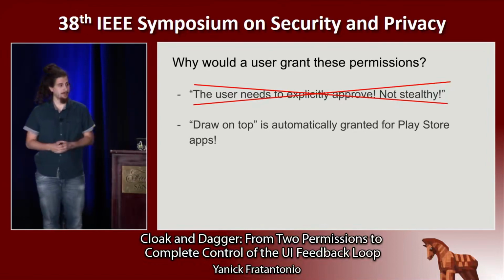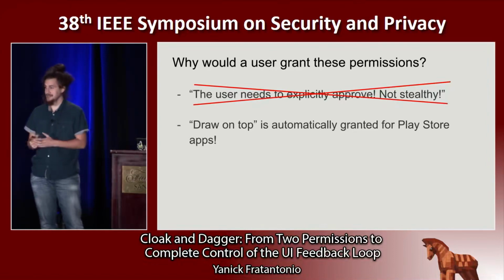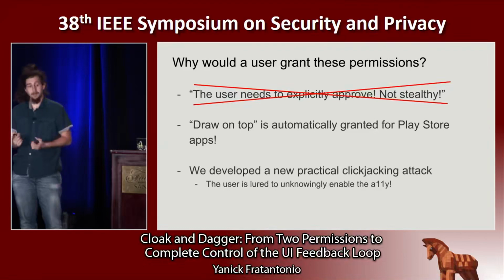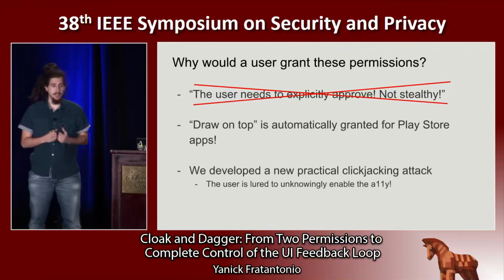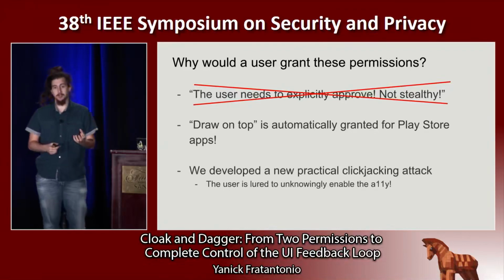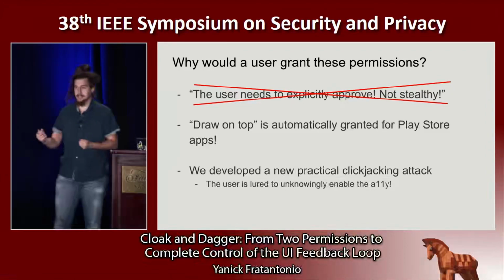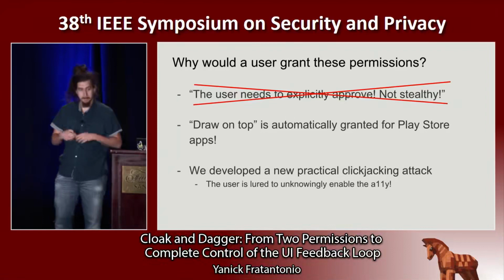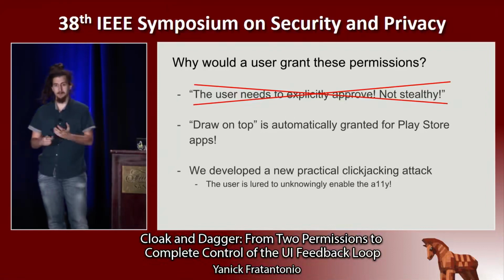That was quite a surprise for us, but it turns out that it's not a bug, it's actually a Google decision, because many applications are using this, and in the past it was automatically granted, and changing this behavior now would create a lot of backward compatibility issues. The second point is that we have a new attack based on clickjacking, so that from the draw on top permission, we can actually get the accessibility service without having the user understanding what's going on. So it's actually reasonable to get these two permissions.